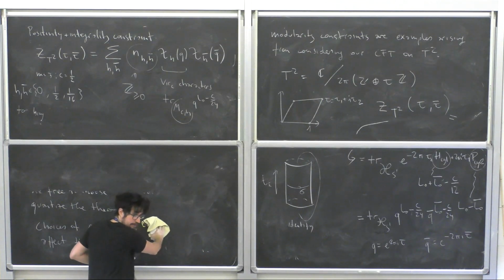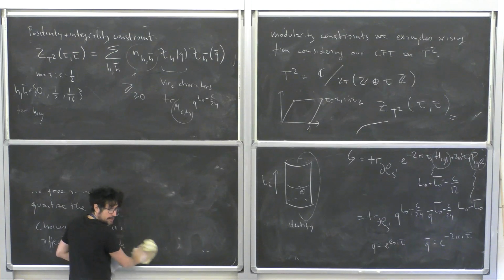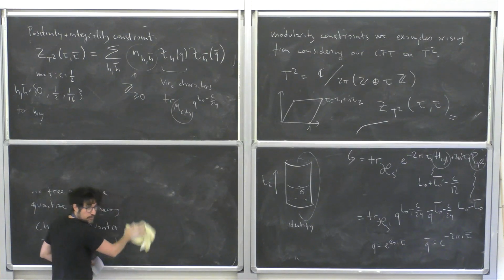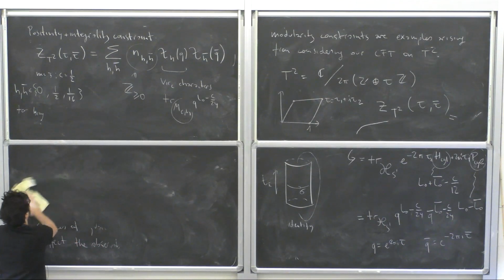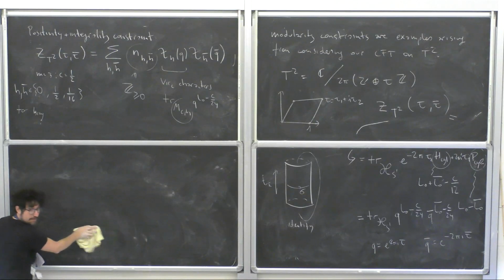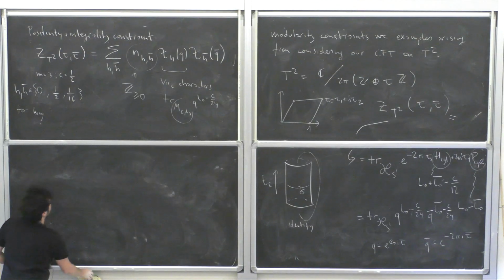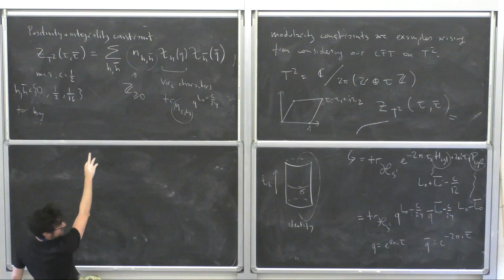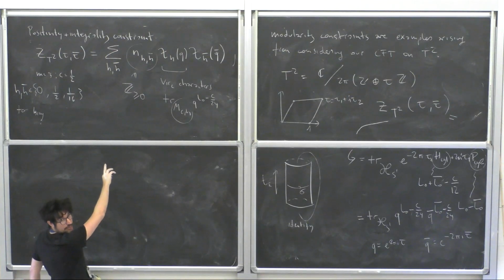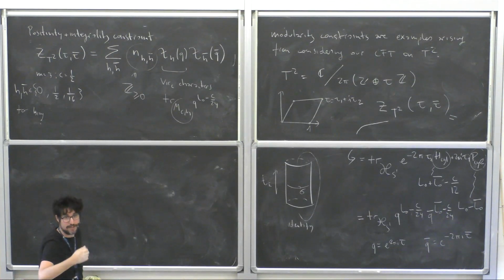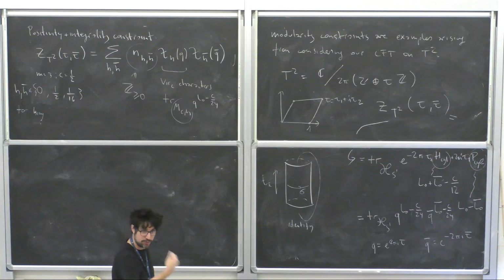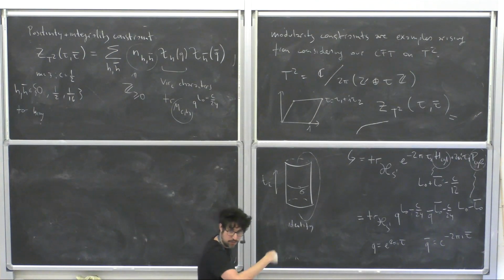Was this okay? If there are still questions, I'm happy to go over them. Yes. Integrality is not integrability, it's integrality. It is the fact that those n's are positive integers, because they are the multiplicity of the given representation of Virasoro in the circle Hilbert space.